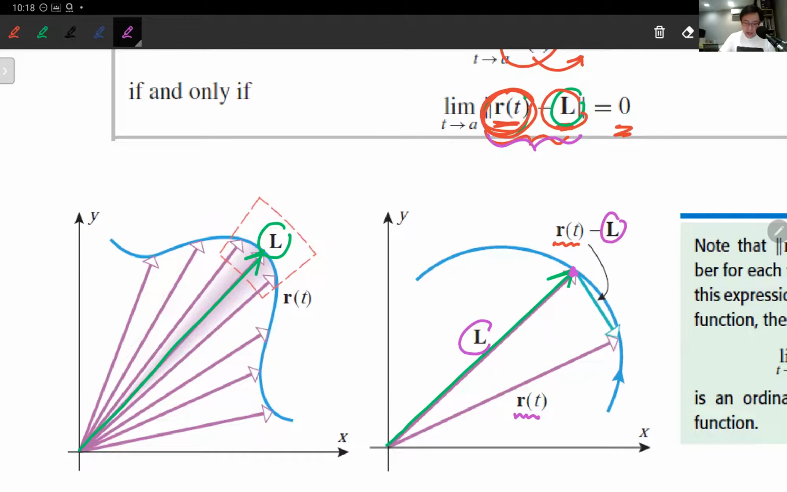But when you say r subtract L, the resultant vector is the vector that points from the terminal vector to the initial vector right there. Let me put it in red color right here. Remember that, right? So that is r, and that is minus L, which is going to be the vector that points from L to r. That's what it is.